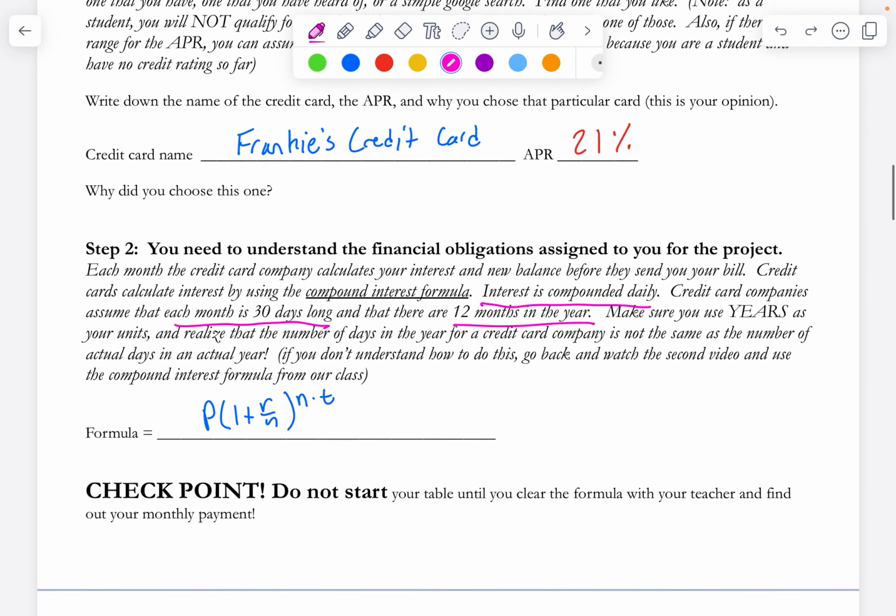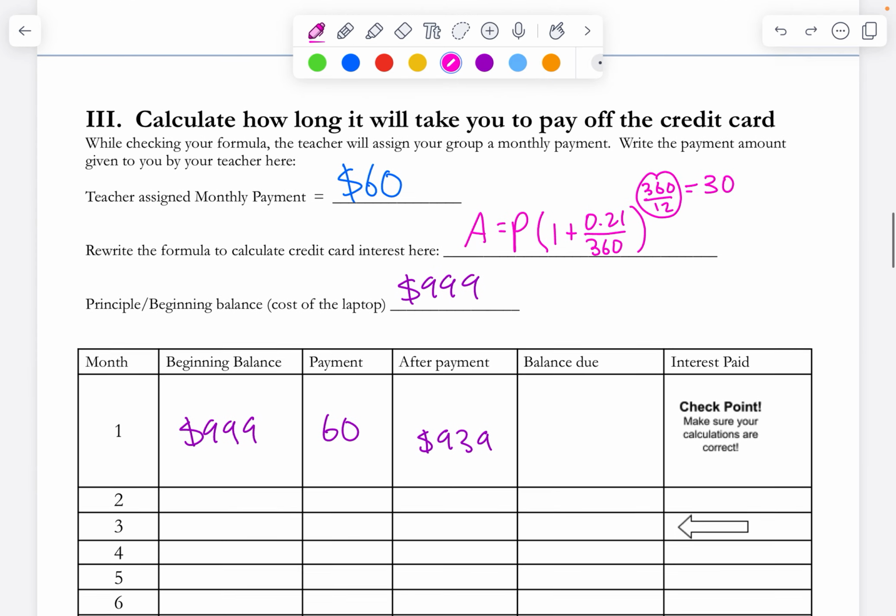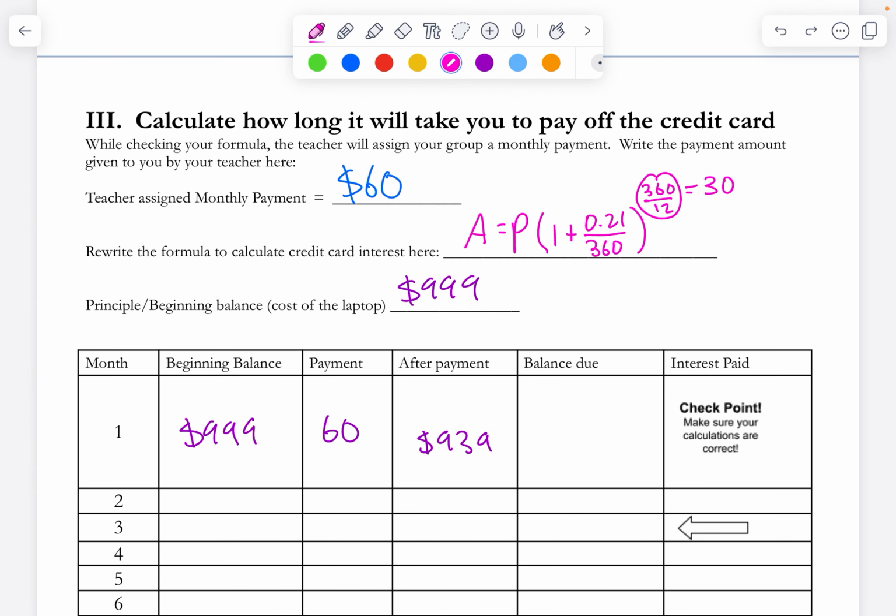Okay, so now here's another example. So because I'm not there, I'm just going to give you the payment of $60. Okay. And I am going to kind of talk through this formula. So the formula is still A equals P, which is your starting value, times 1 plus R over N. So your R, in my case, my 21% is now written as a decimal.